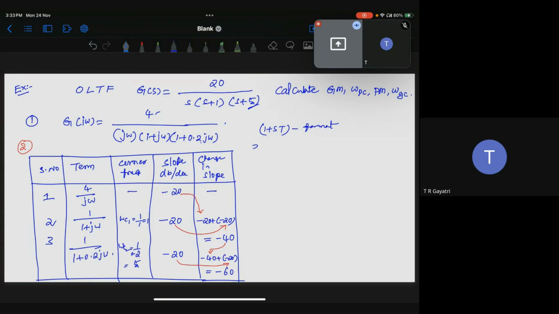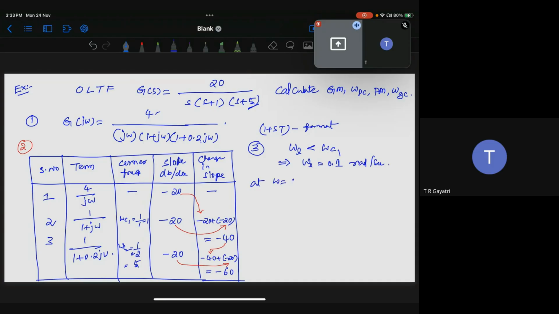Okay, let's say third step, what we do, we choose omega L, lowest frequency compared to omega C1. So we choose, let's say, omega L as 0.1. Generally, we take 10% of this omega C1.